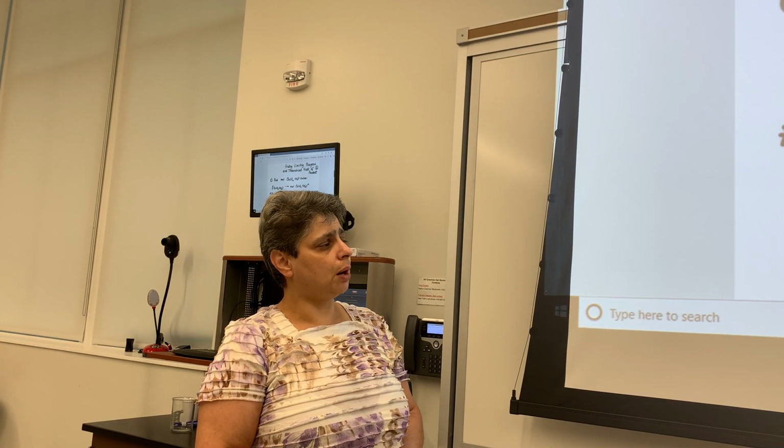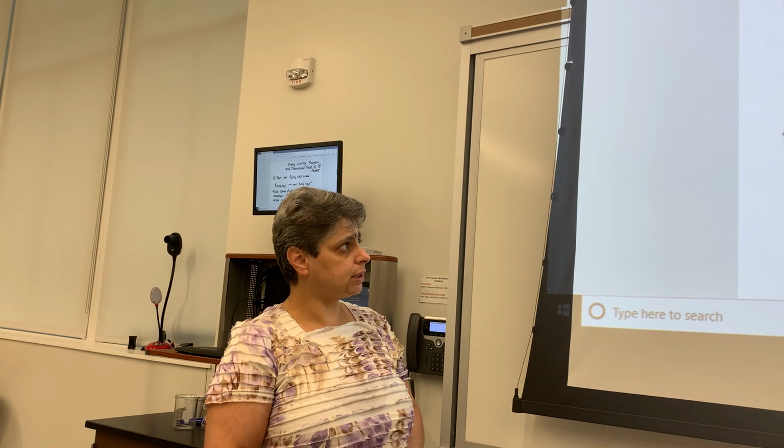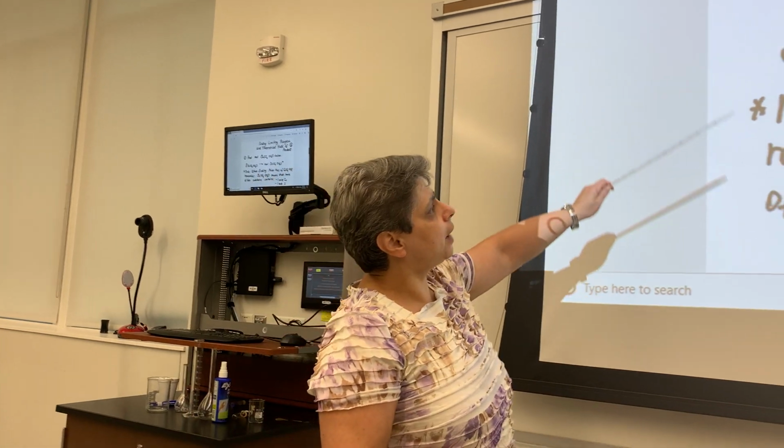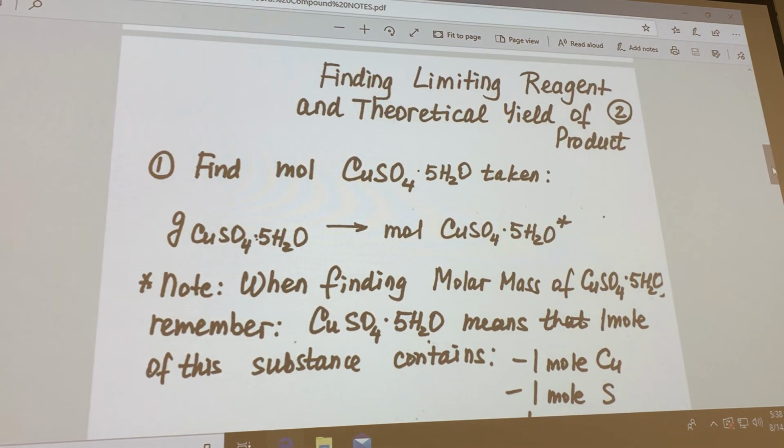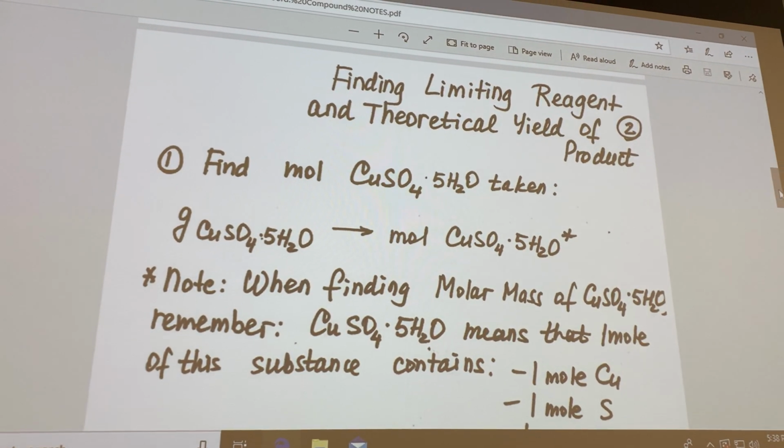Well, in order to figure that out, we need to find out how many moles of product we can obtain from the moles of each of the reactants taken. So the first step is to find how many moles of copper sulfate pentahydrate is actually being used in your experiment.